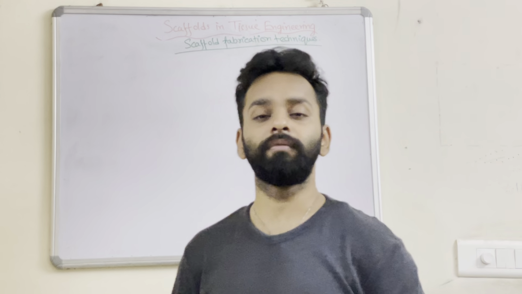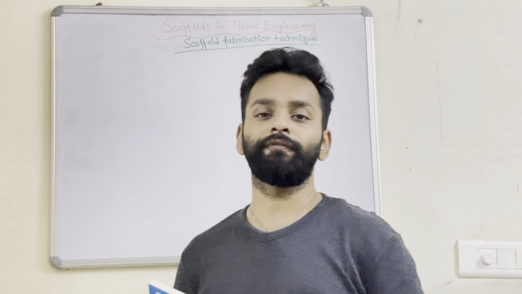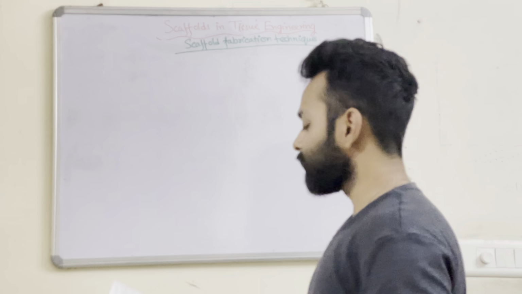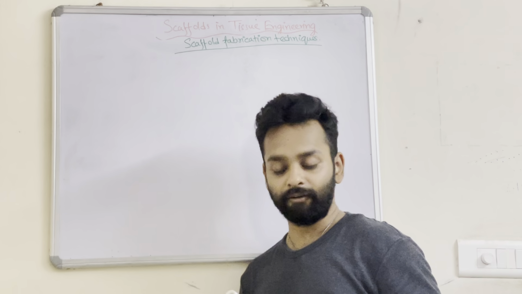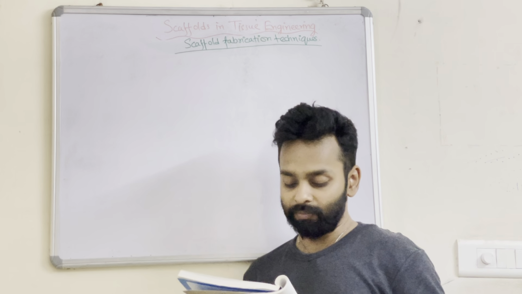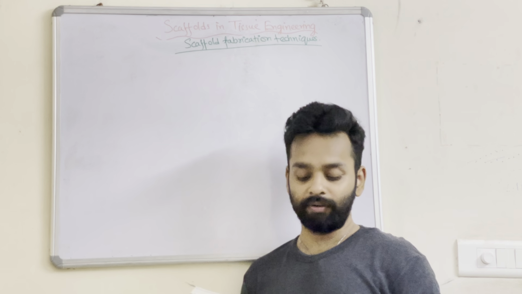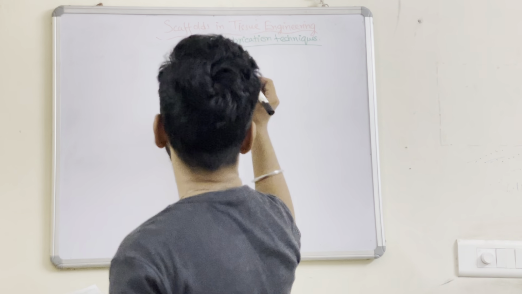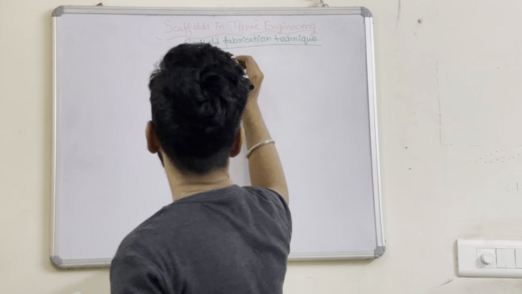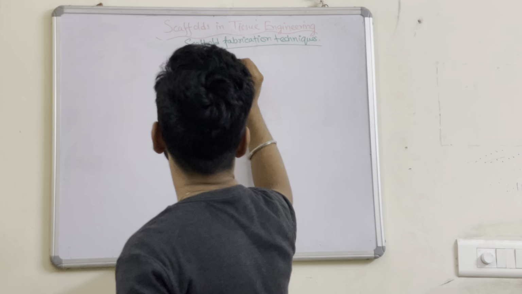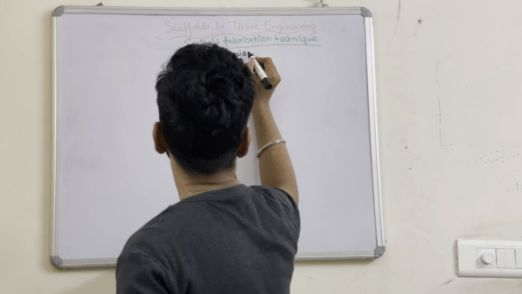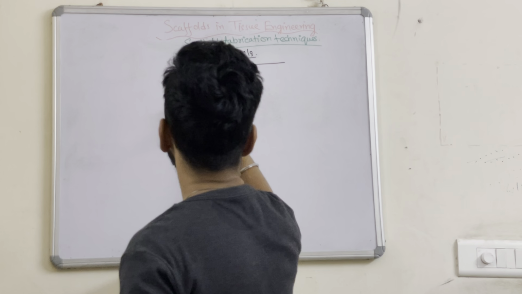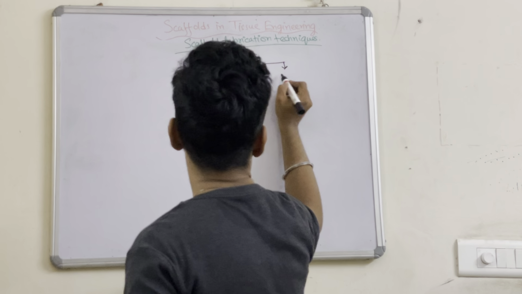So in today's video we will be looking at some of the important scaffold fabrication techniques. So let's get into it. Different materials have been used for making scaffolds for tissue engineering. Some of them are the different types of biomaterials. They are classified as natural and synthetic ones. So on classifying the materials for scaffolds, these are mainly the natural and synthetic ones.